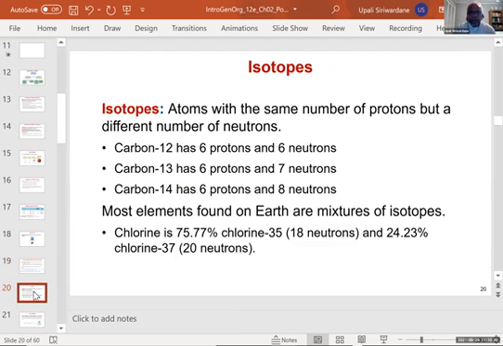Isotopes are atoms of the same element which have the same number of protons. An element is decided by the number of protons in the nucleus. Carbon always has 6 protons, but it can have different numbers of neutrons. Carbon 12 has 6 protons and 6 neutrons. Carbon 13 has 6 protons and 7 neutrons. Carbon 14, which is radioactive, has 6 protons and 8 neutrons.